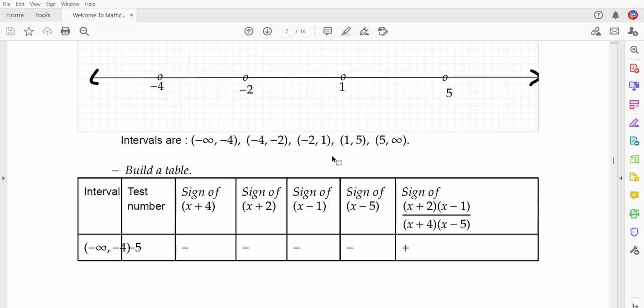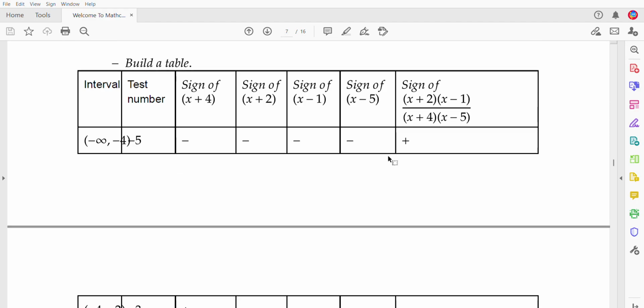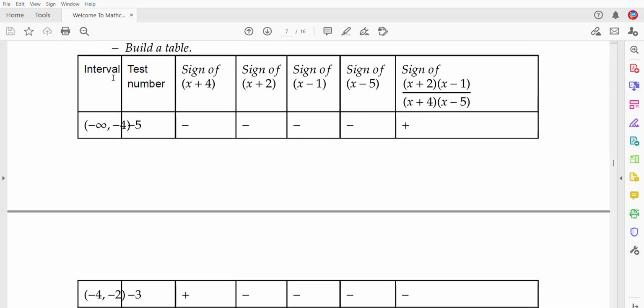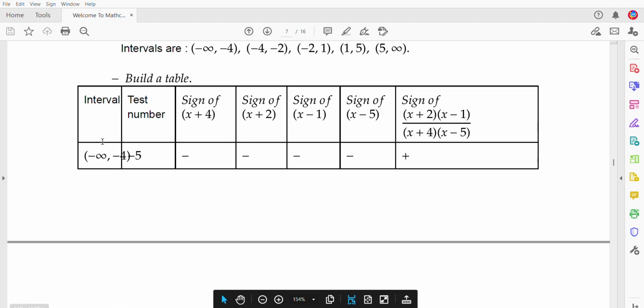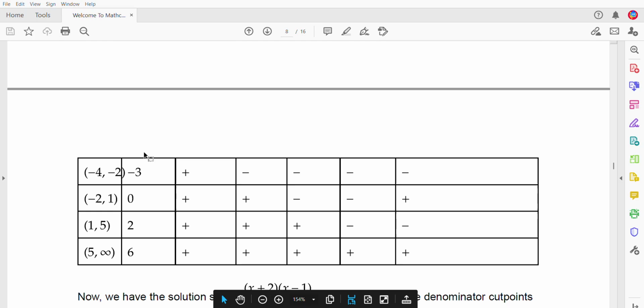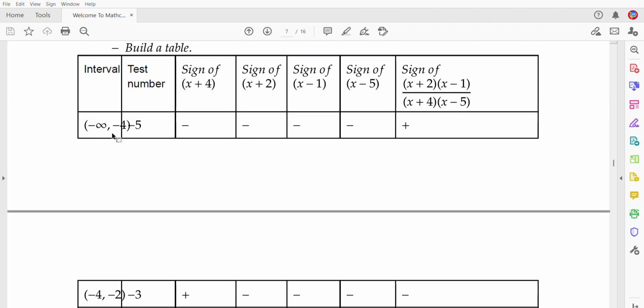Once you have intervals, you will build a table. Intervals on the left, choose a test number from each interval. Okay. What is a test number? Any number from that interval. From interval 5 to infinity, I chose 6. You could have chosen 100. That's okay. 1 to 5, I chose 2. You could have chosen 3, 4. That's okay. Negative 2 to 1, I chose 0. Negative 4 to negative 2, I chose negative 3. Negative infinity to negative 4, I chose negative 5.